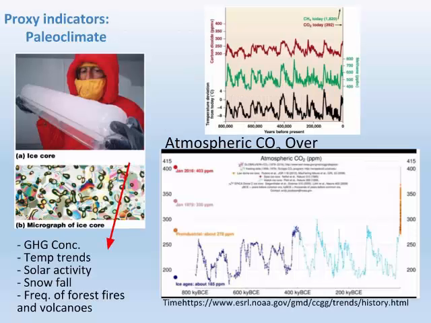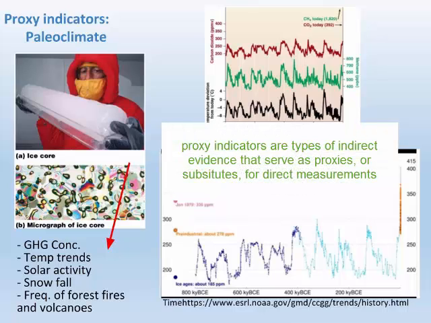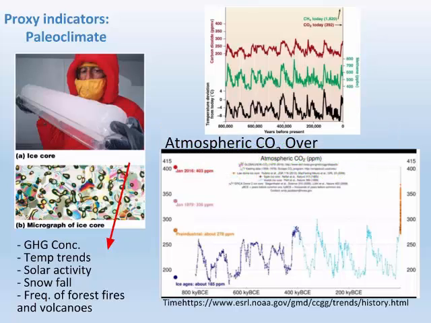Scientists study climate change by using proxy indicators to study what the Earth's climate was like in the ancient past. The climate of the ancient past, or paleoclimate, is essential for studying climate change because it gives us a baseline against which we can measure changes occurring in our climate in present day. Proxy indicators are types of indirect evidence that serve as proxies or substitutes for direct measurements. Ice cores are a very common proxy indicator used by climate scientists.